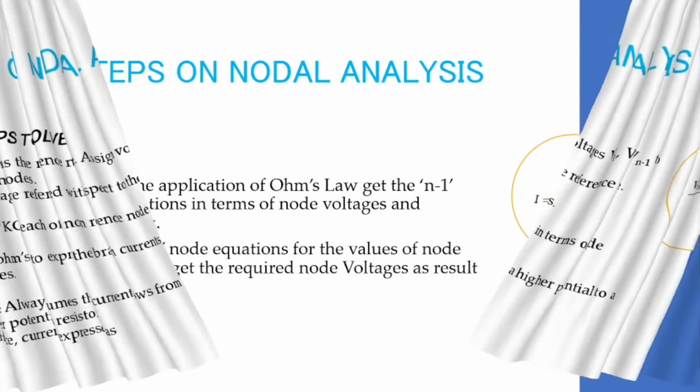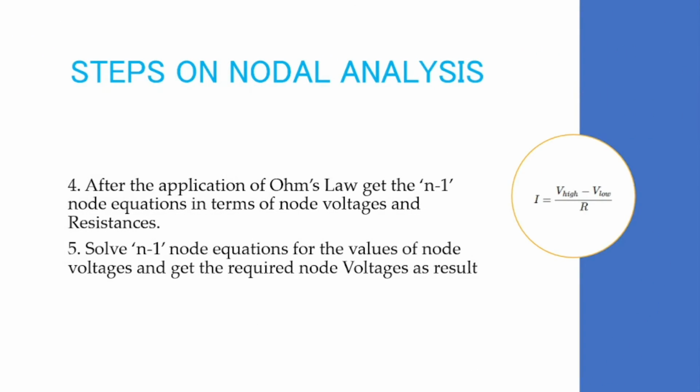Next, after the application of Ohm's law, we get n-1 node equations in terms of node voltages and resistance. Solve the n-1 node equations for the values of the node voltages and get the required node voltages as a result.